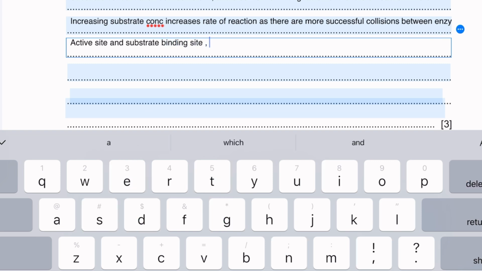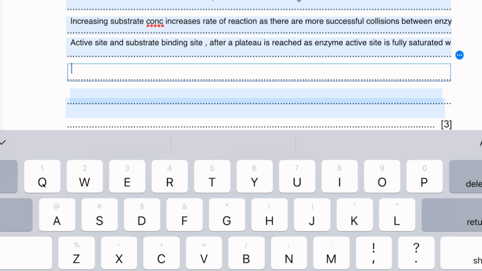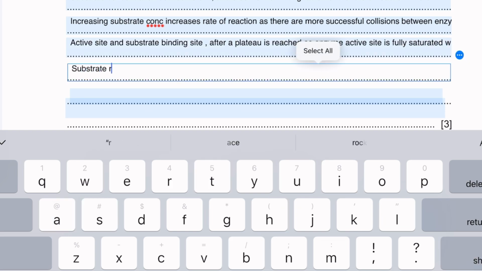And then you can mention that after a plateau is reached, as substrate concentration increases, the enzyme active site is fully saturated with substrate, and therefore substrate concentration is no longer a limiting factor to the rate of reaction. Okay?